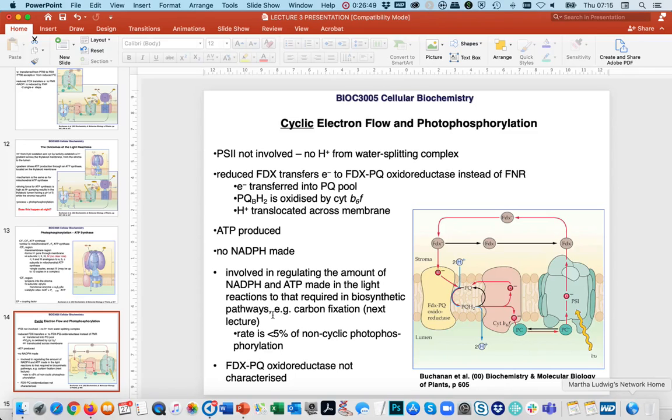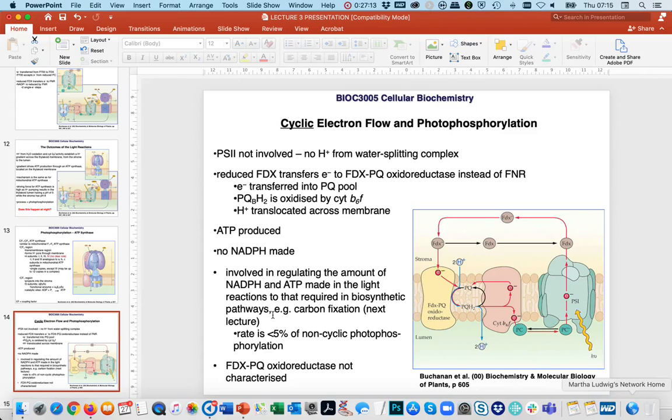Plastoquinone, plastocyanin, ferredoxin, and FNR are all of the mobile electron carriers. What I'm going to talk about now is a process that you probably haven't heard about before, and this is known as cyclic electron flow and photophosphorylation.